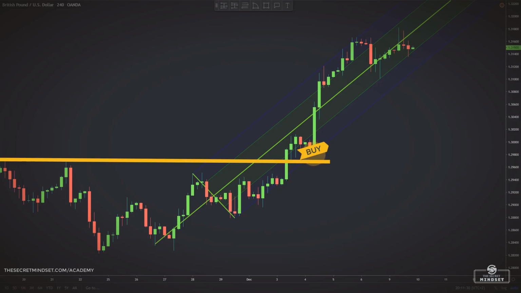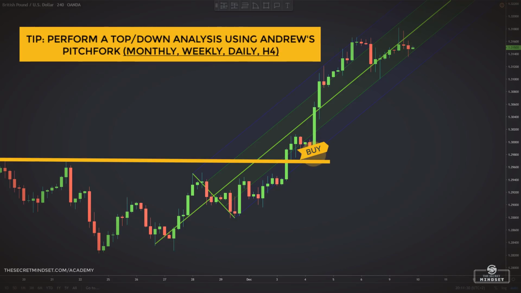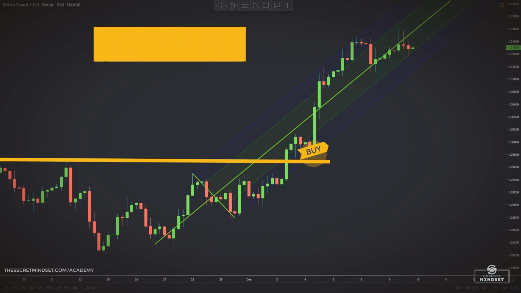Here's one last important tip. A great way to use this tool is to perform a top-down analysis, meaning to study all timeframes. Start with the biggest one, the monthly timeframe, and continue with the weekly chart, the daily, and the 4-hour one. A multi-timeframe analysis with Andrews Pitchfork will result in a better understanding of market conditions.